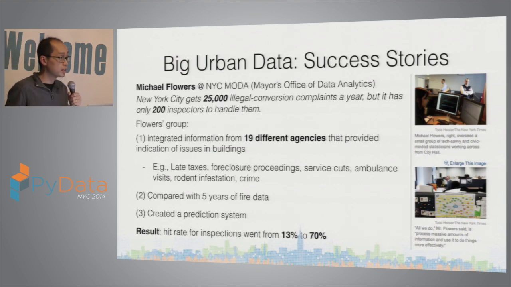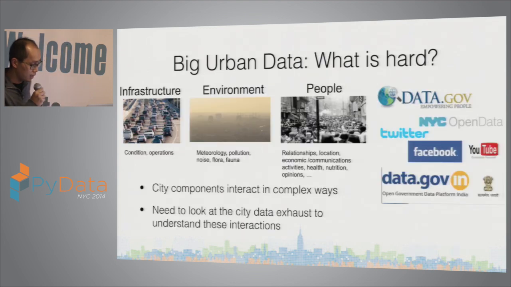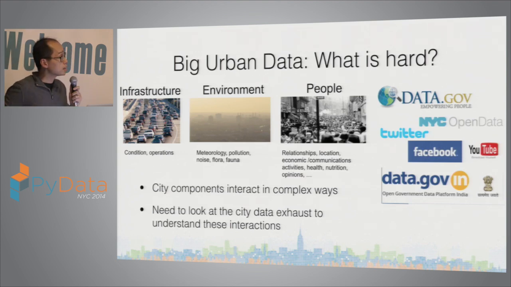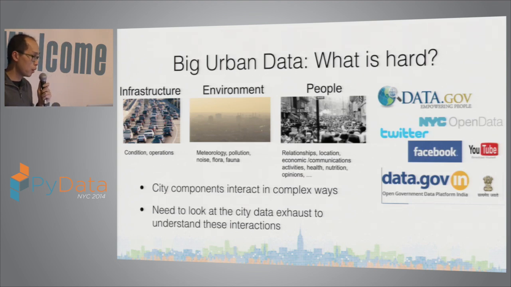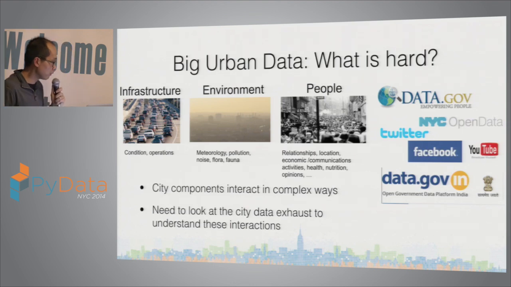So these two are really two success stories, but they are very few and far in between, right? Because analyzing big urban data is really difficult. Because the city is complex. It has different components, like infrastructure, which is bridges, roads, tolls, etc. And environment, which is the pollution, the weather, all these factors, and especially people, how they move, their mobilities, their nutrition.